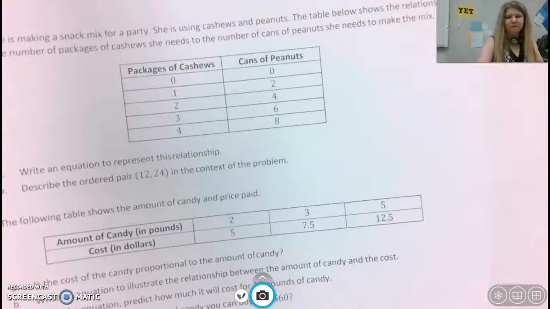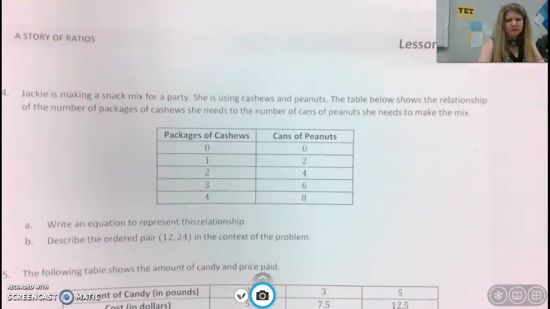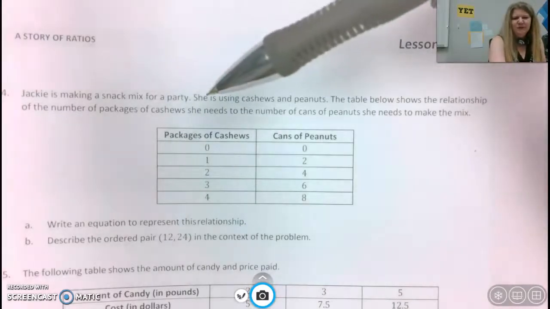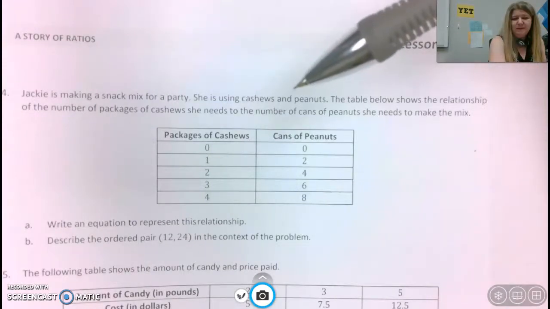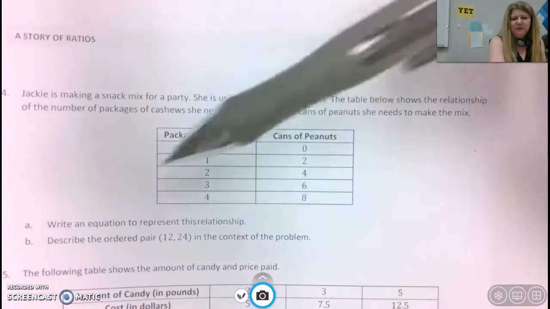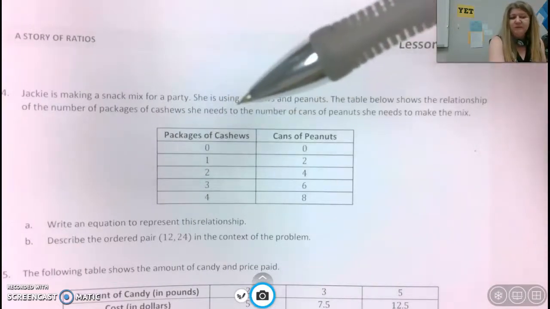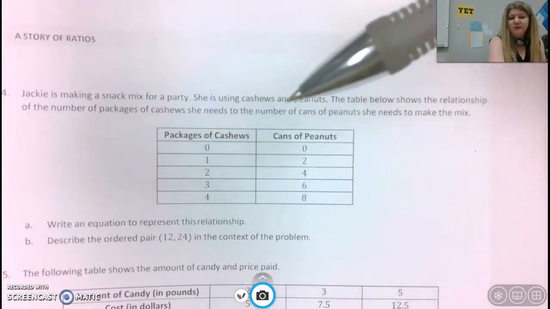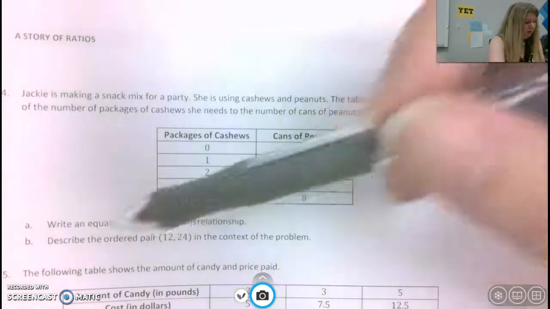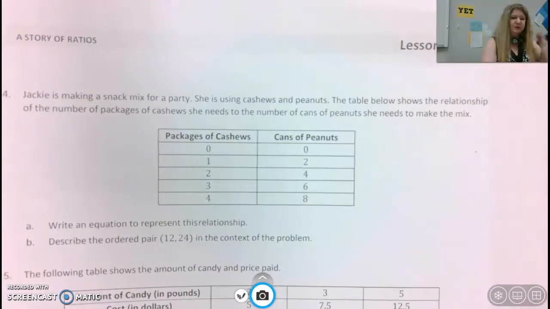Now we have a table. Let's see what we're trying to do here. Okay, Jackie is mixing snack mix for a party. She's using cashews and peanuts. Yum. The table below shows the relationship of the number of packages of cashews she needs to the number of cans of peanuts she needs to make the mix. Write an equation to represent the situation.